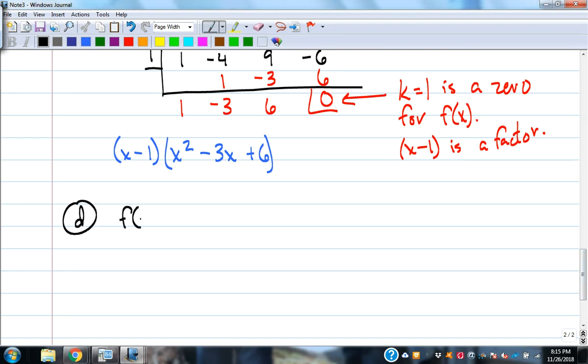Here's our function. f of x is equal to x to the fourth power minus 2x to the third power plus 4x squared plus 2x minus 5. And let's test a -4.